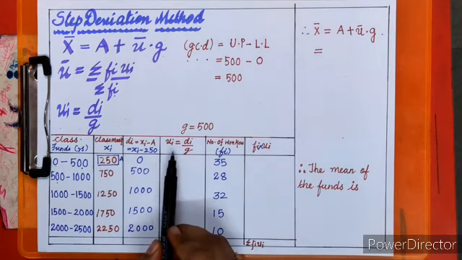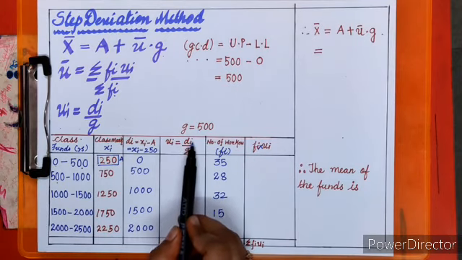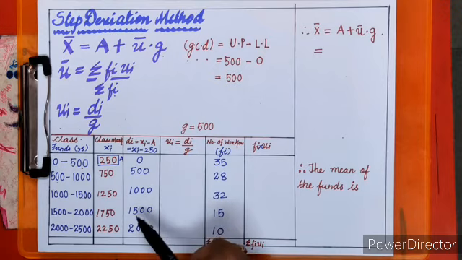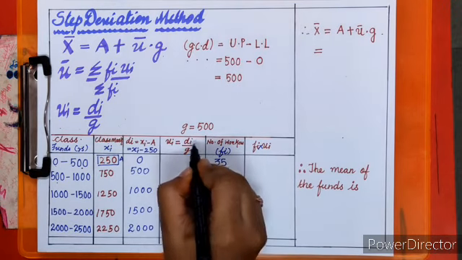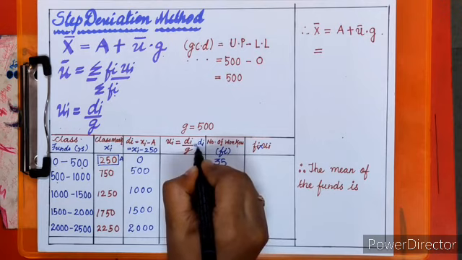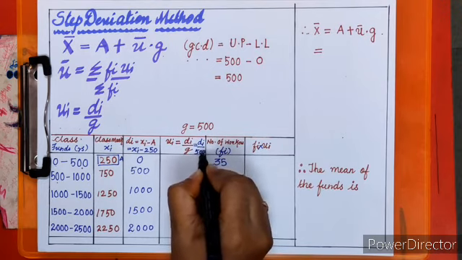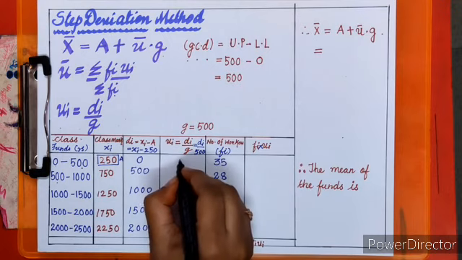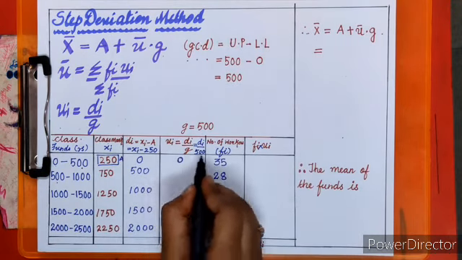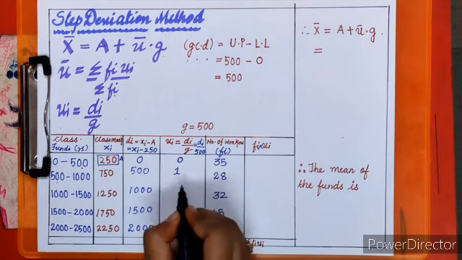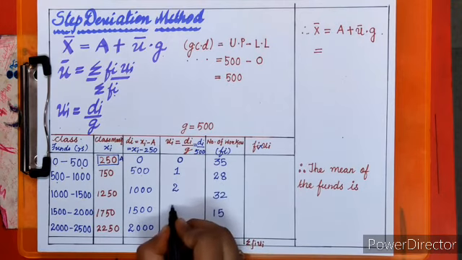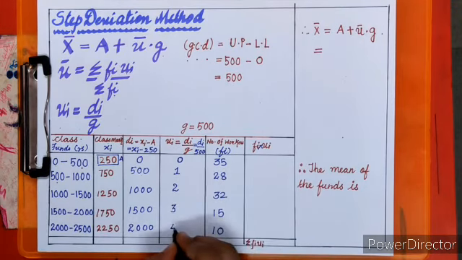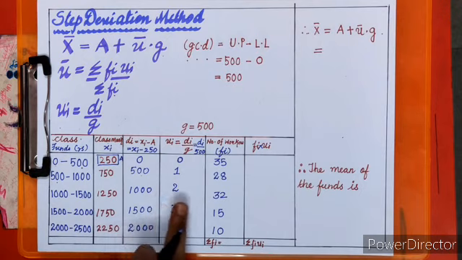Now coming to the new column, that is U. The formula is deviation upon G. So we have both the values. First value is 0 and your G is 500. Whatever deviation we have, one by one, we have to divide it by 500. So 0 divided by 500 is 0. 500 upon 500 is 1. 1000 divided by 500 is 2. 1500 divided by 500 is 3. And 2000 divided by 500 is 4. So we have filled all the columns where we have to solve.